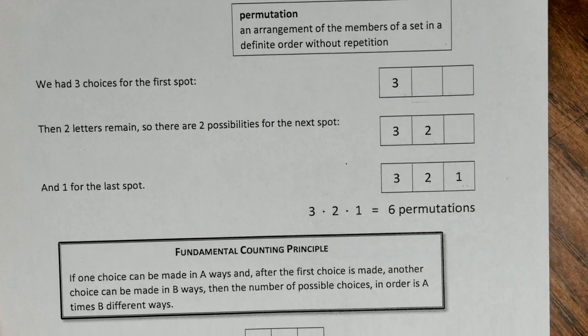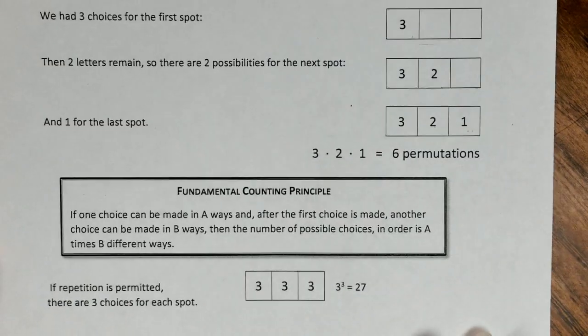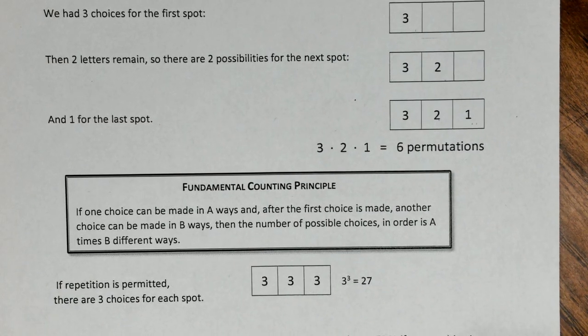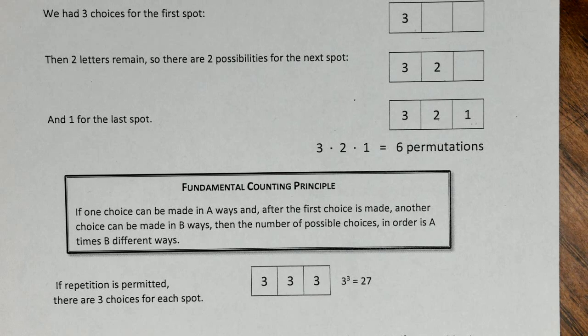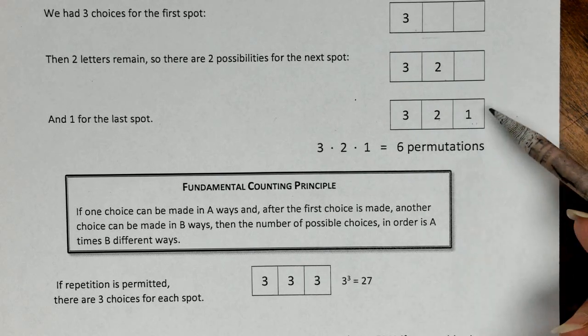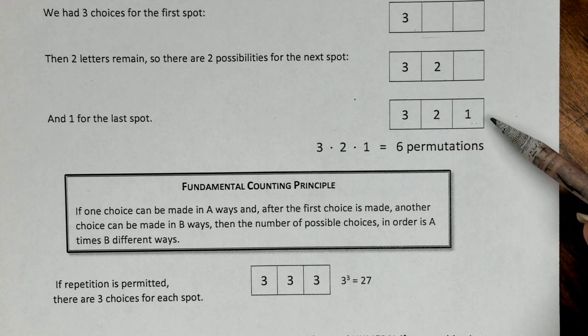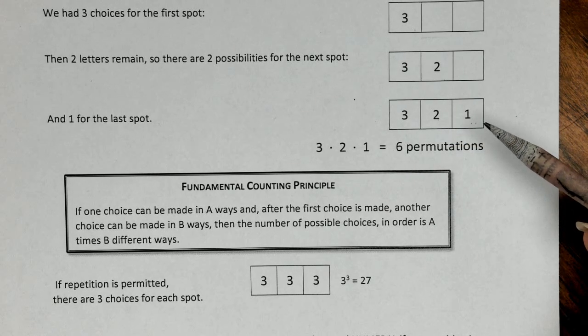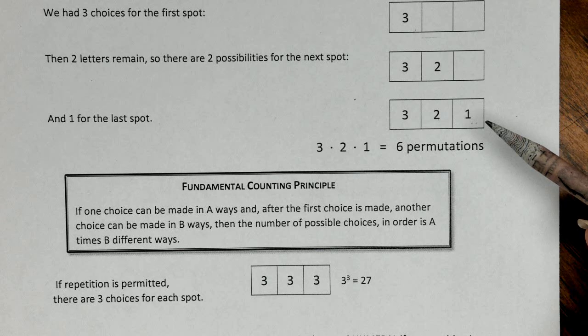Okay, and this is the fundamental counting principle. If one choice can be made in A number of ways, and then after that choice is made, another choice can be made in B number of ways, then the total number of possible choices, the permutations, is A times B. So it's just stating what I set up here. You just multiply the number of choices for each slot, and that gives you the total number of permutations you can get.